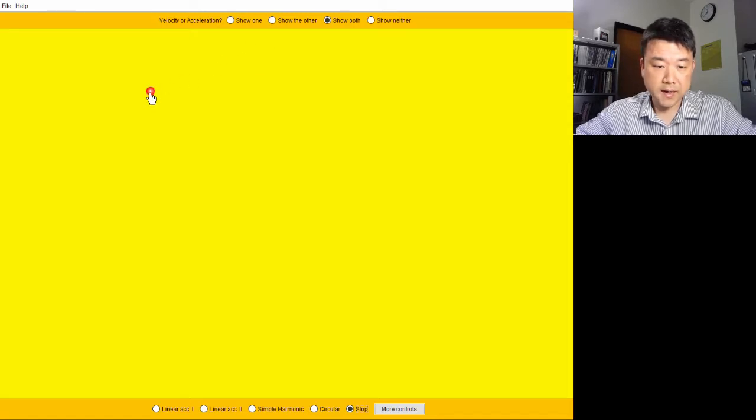You can see that as I drag the ball around, two arrows appear. The green arrow is the velocity vector, and the blue arrow is the acceleration vector. See if the directions and lengths of these vectors make sense. Let me show what happens with linear acceleration 1 and linear acceleration 2. That seems reasonable. Okay, if this makes sense, then let's now see what the velocities and accelerations look like in circular motion.